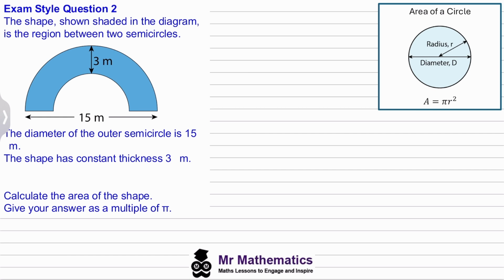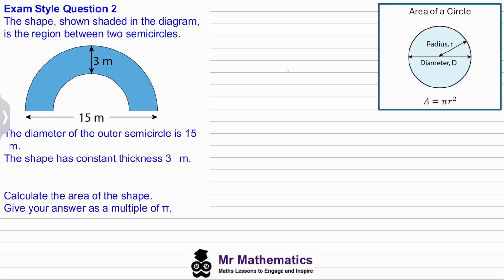So in this question, we're told that the shape shown is the region between two semicircles, and the diameter of the outer circle is 15 meters, and the shape has a constant thickness of 3 meters. We need to work out the area of a shape. So again, do you want to give this question a go yourself? You can pause the video and come back when you're ready.